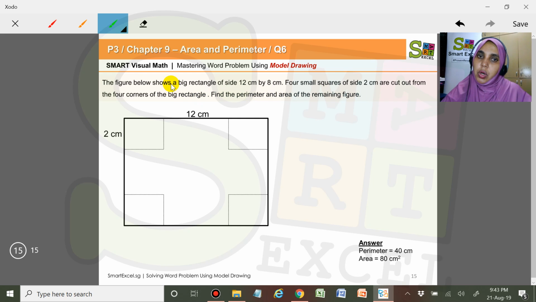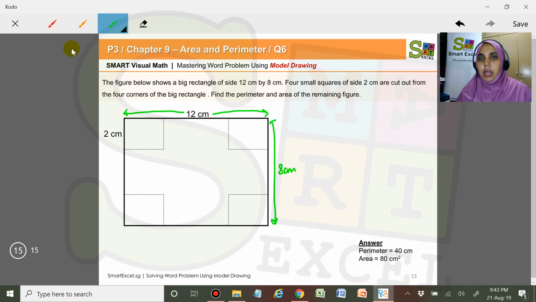Okay, so we read through one more time to understand better. They mention that this big rectangle is what they are referring to, and the size is 12 by 8. Maybe we can insert that. So the 12 is from here to here, and the 8 is referring to this. They mention that they have four small squares with a side of 2 cm cut out from the big rectangle.